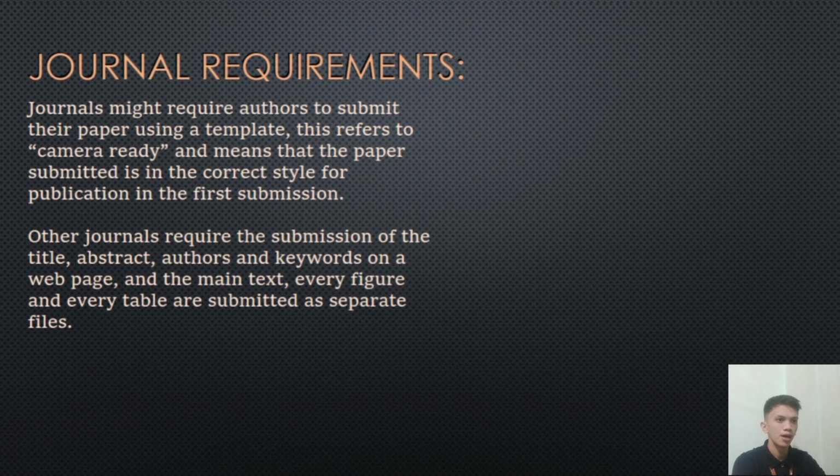Journal requirements. Journals might require authors to submit their paper using a template. This refers to camera ready and means that the paper submitted is in the correct style for publication in the first submission. Other journals require the submission of the title, abstract, authors, and keywords on the web page and the main text. Every figure and every table are submitted as separate files.